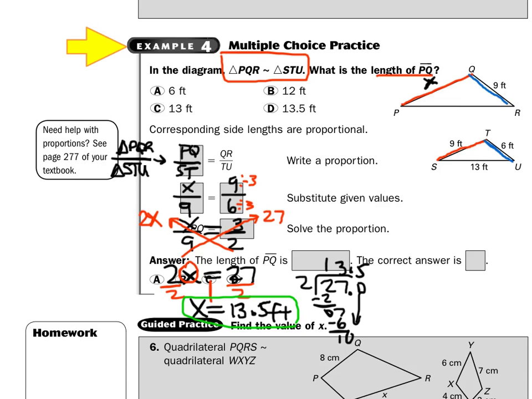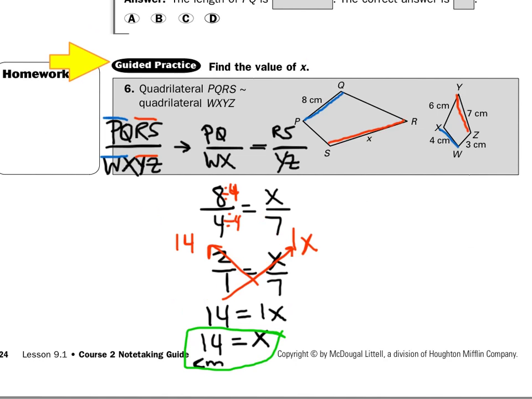Okay, and for the movie clue, I want you to put it on page 223. I want you to write the word quadrilateral, okay? Quadrilateral, that's the movie clue on page 223.